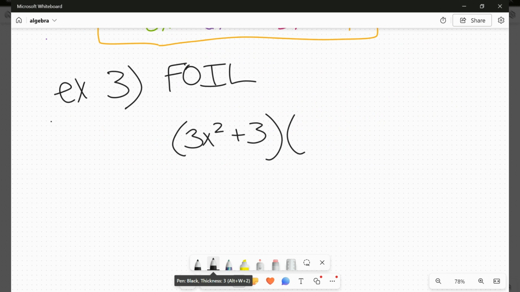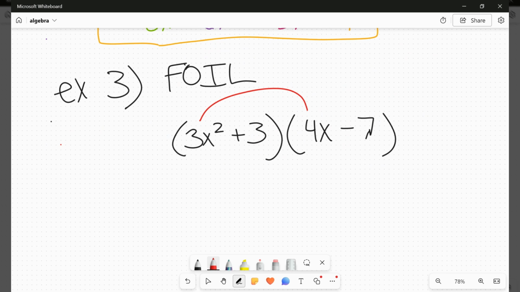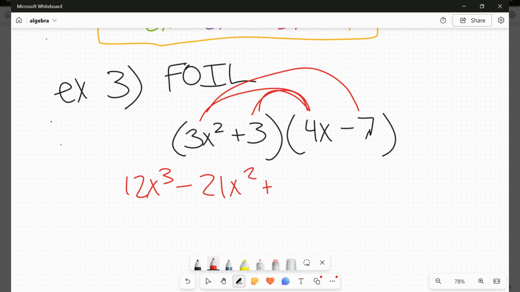So 3x squared plus 3, and then 4x minus 7. Okay, if you're familiar with foiling, I'm assuming you are if you are still watching at this point, right? We do the first terms. So 12x to the 3rd, and then we do the outer terms, 21x squared, inner terms, 12x, last terms, minus 21.